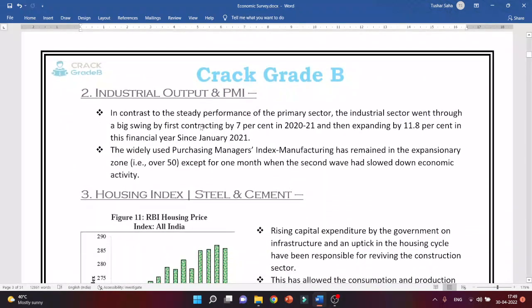Now let's move to industrial output and PMI. Again, industrial output and PMI are very important because they show the overall sentiment of the economy. Now, in contrast to the steady performance of the primary sector, the industrial sector went through a big swing, first contracting 7% in 2021, then expanding by 11.8% in this financial year since Jan 2021. It means there was a slowdown initially, then it picked up, right?